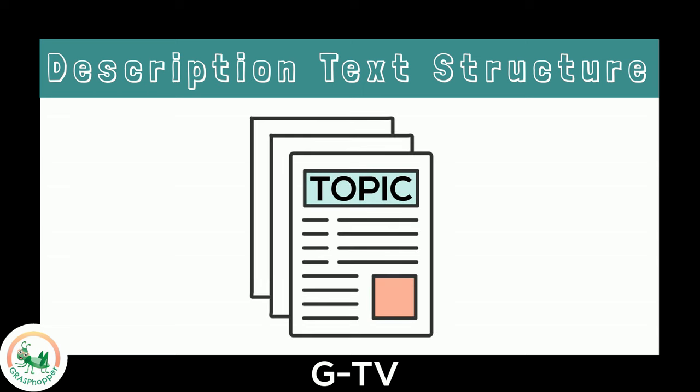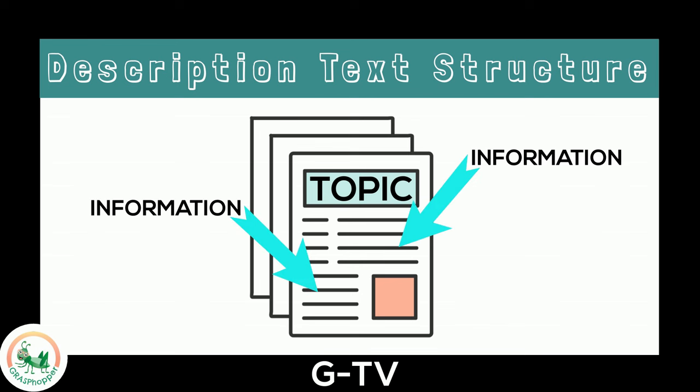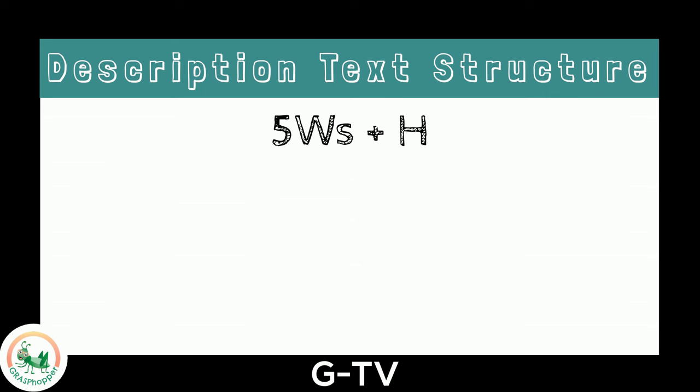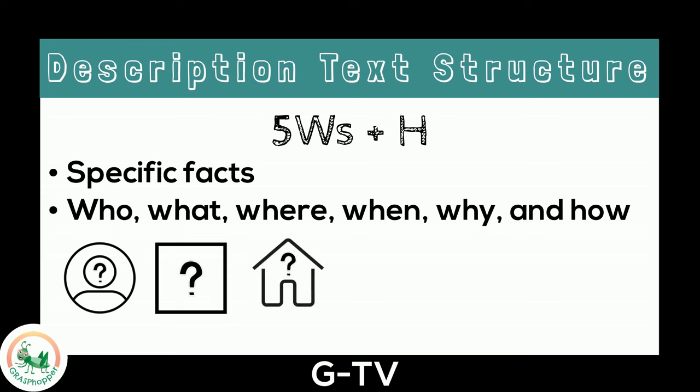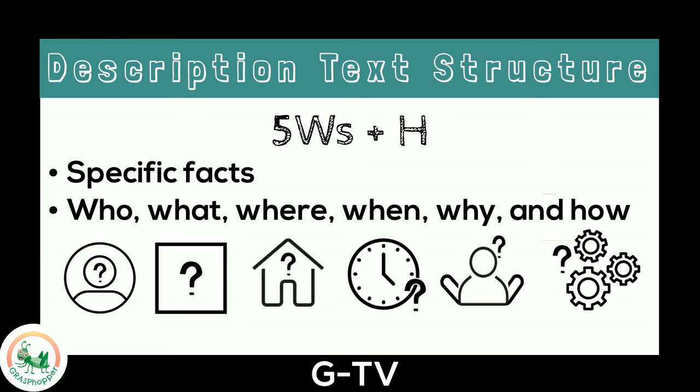Here's how a text with a description structure works. When you read a description text, you will learn a lot of information about the topic. There are a few different types of information authors use in description texts. Description information can be the 5 W's + H. These give specific facts. They can tell the who, what, where, when, why, and how information about the topic.